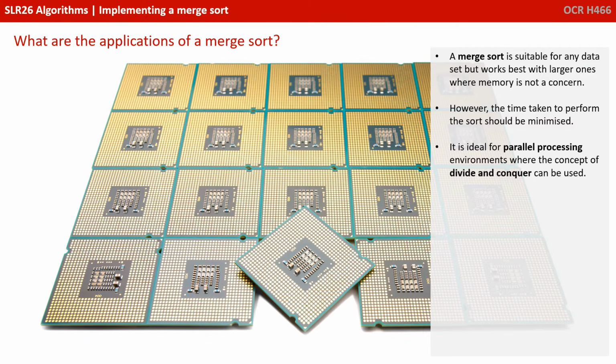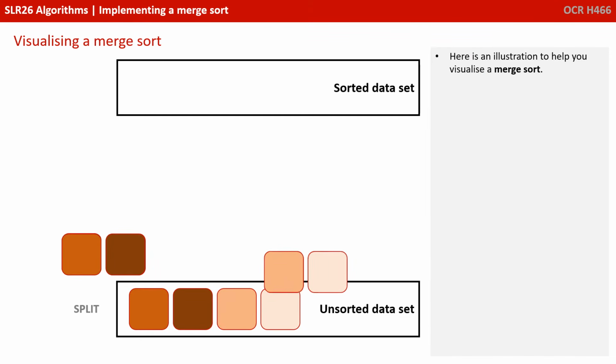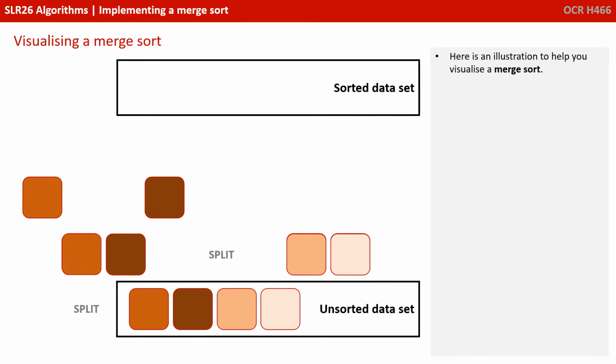A merge sort is suitable for any dataset but works best with larger ones where memory is not a concern. However, the time taken to perform the sort should be minimised. It is ideal for parallel processing environments where the concept of divide and conquer can be used. Here's an illustration to help you visualise a merge sort.